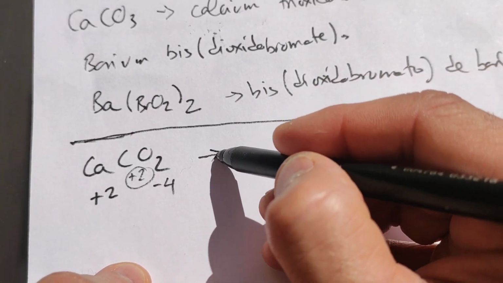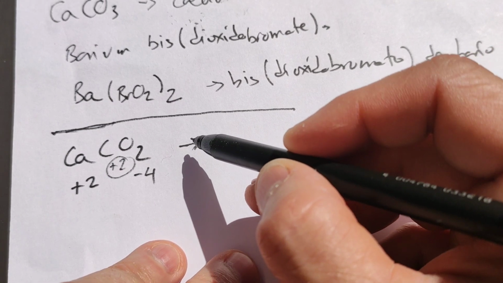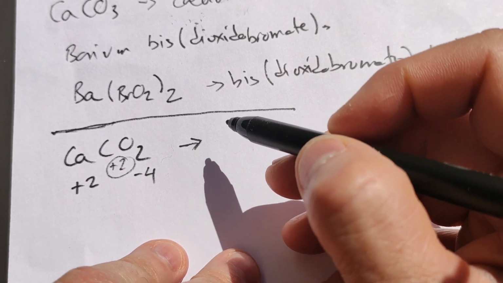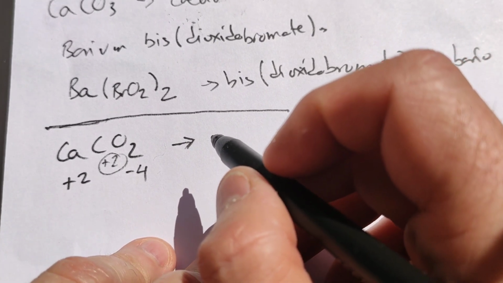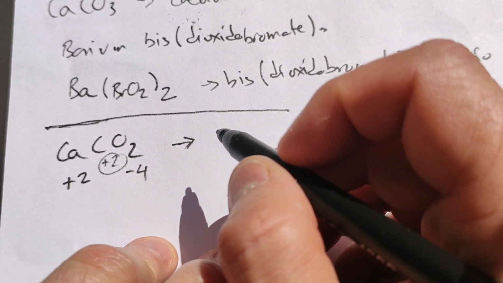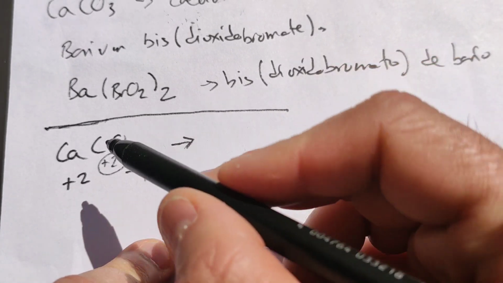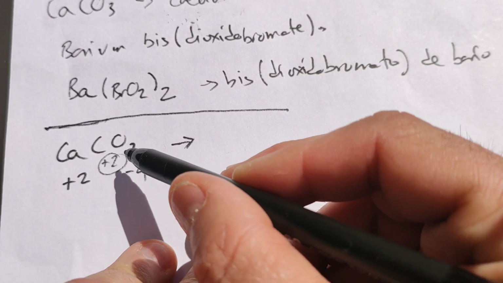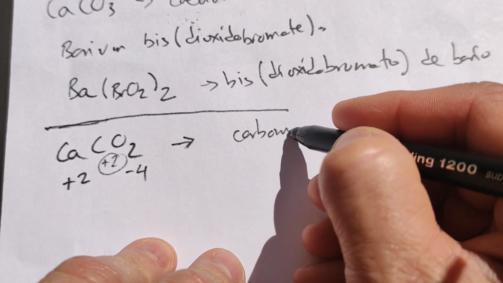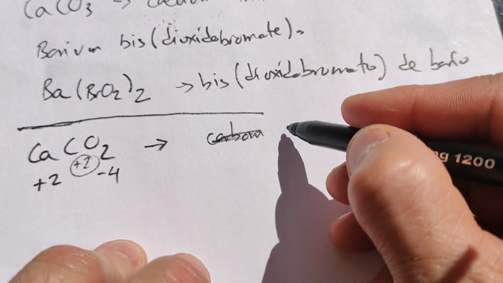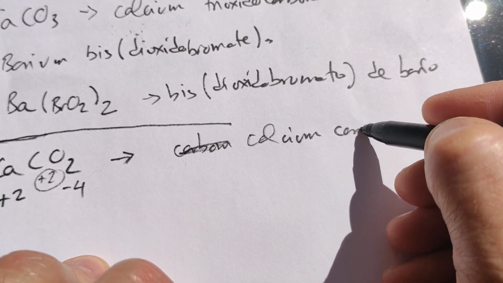+2 means in the acids it was carbonous acid, in the salt is carbonite, because ous is transformed into ite. And imagine it was carbonic. Carbonic is transformed into carbonate. But as this is carbonous, +2 is transformed into ite, carbonite. Then this is carbonate. Sorry, we are in English. Calcium carbonate.